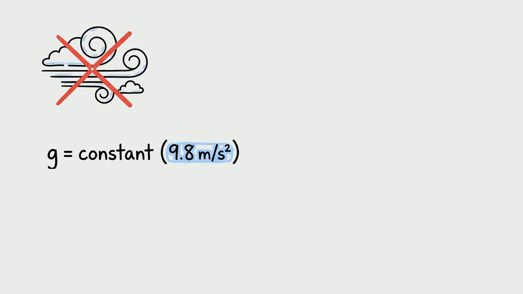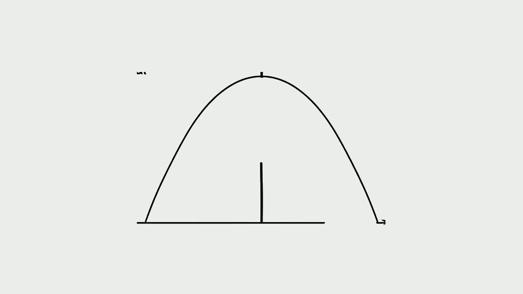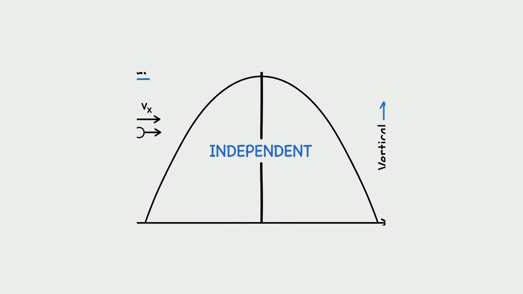First, we ignore air resistance. Second, we treat gravity as constant, about 9.8 meters per second squared, always pulling straight down. Third, we assume the Earth is flat over the distance the object travels. And finally, we treat the object as a point mass, meaning we don't worry about its shape or spin. Under these assumptions, the path of a projectile is always a parabola.